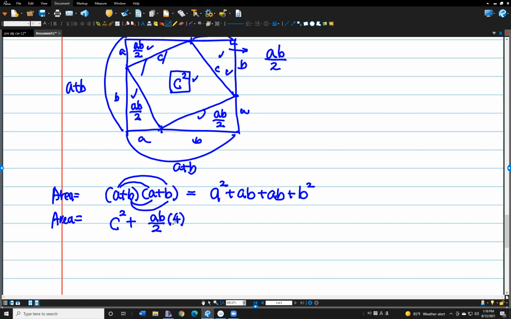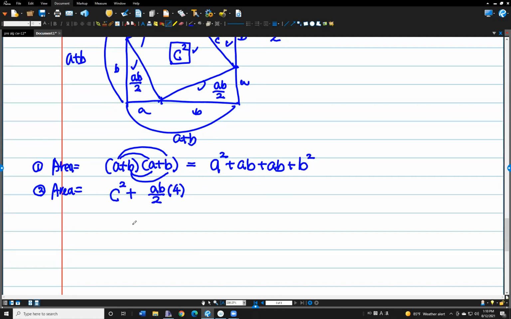Here is the first one and the second one. They must have the same value, right? Same square. That is equal to, I'm going to write down, A squared plus AB times AB is 2AB, plus B squared. That is equal to this area, right? C squared plus AB over 2 times 4. This is 1, this is 2. 2AB over here. Can you see the same number? Yeah, 2AB, same number. Minus 2AB, minus 2AB is going to be 0. This cancels out.